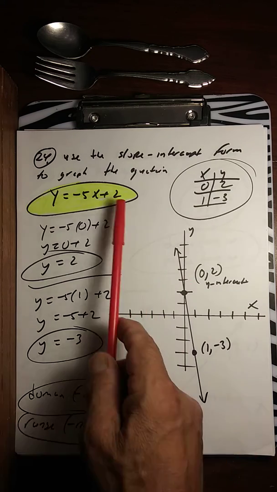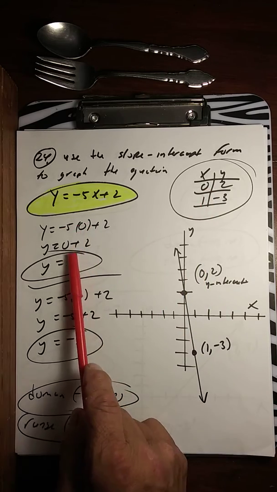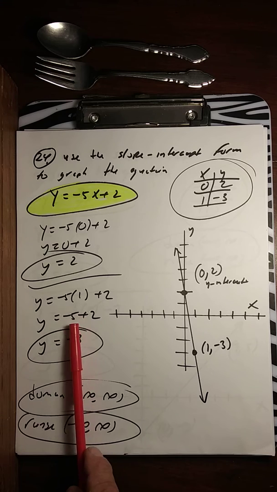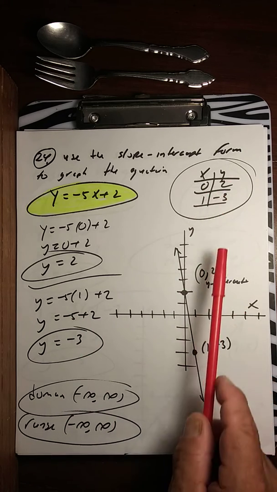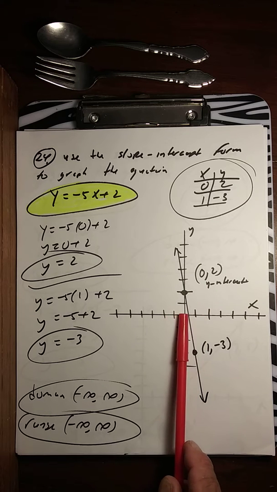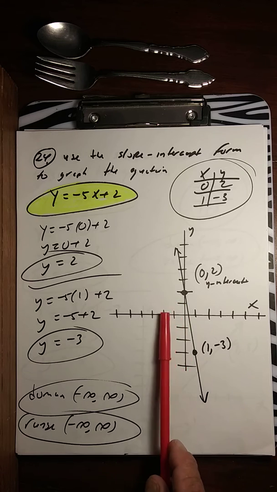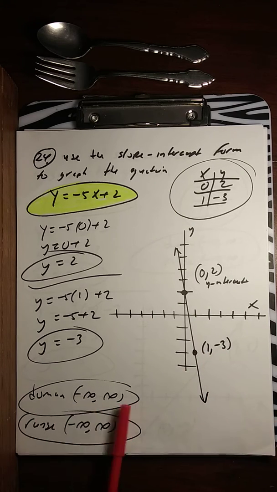Use the slope-intercept formula in the equation to graph this. So put the numbers in. 0 times that is 0, plus 2 is 2. 1: -5 times 1 is -5, and 2 minus 5 is -3. So we have the points 0 and 2, and 1 and -3. Connect the dots. Domain is negative infinity to infinity. Range is negative infinity to infinity. Can I put it in a calculator? Sure, let's do that.